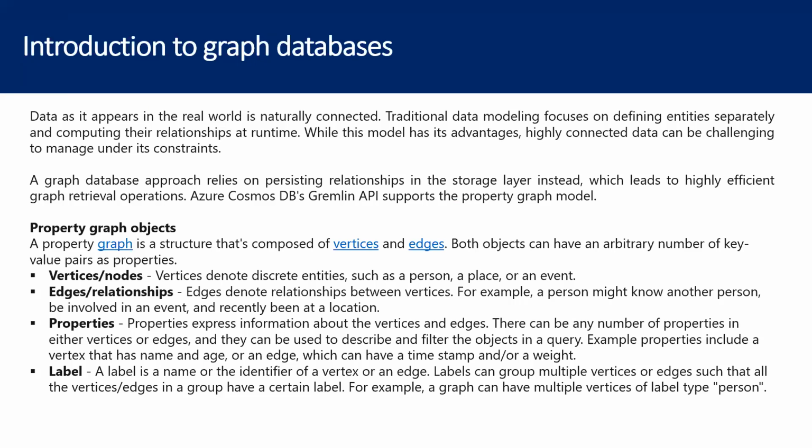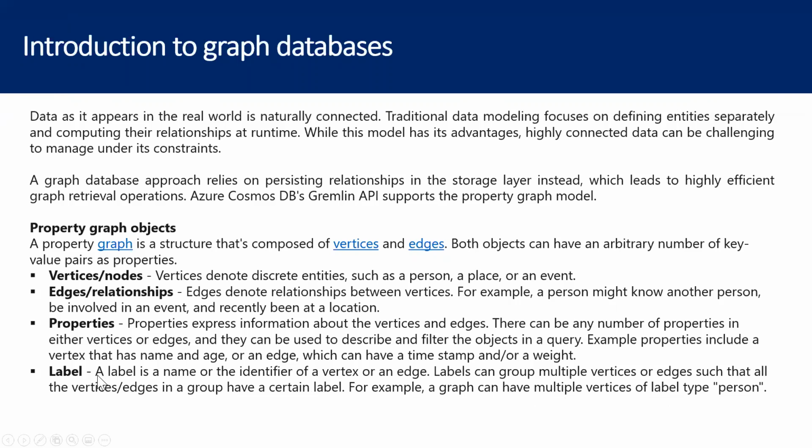Then properties are applicable for all, either vertices or edges. For example, a vertex person is a logical grouping we have as a person. Within that we can add multiple properties like a person's age, date of birth, all of that information. And then the last one to remember: labels identify the vertices. A label can group multiple vertices or edges. Here you can see an example: a graph can have multiple vertices with the label type person.